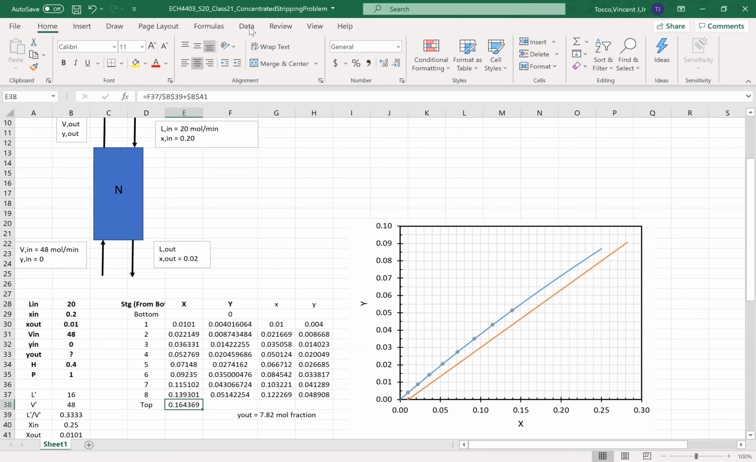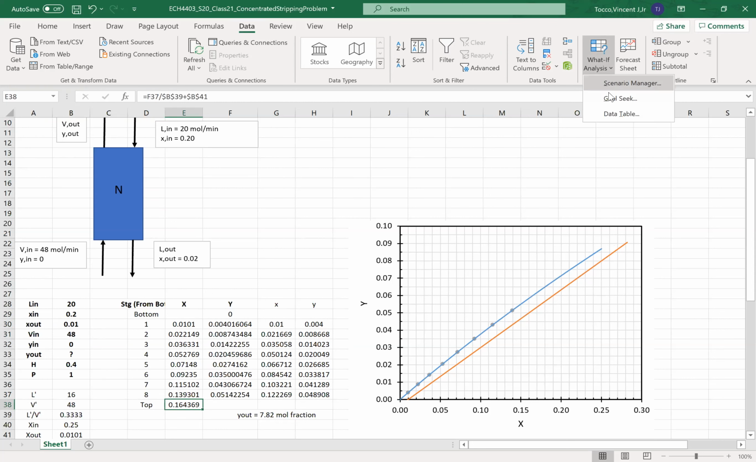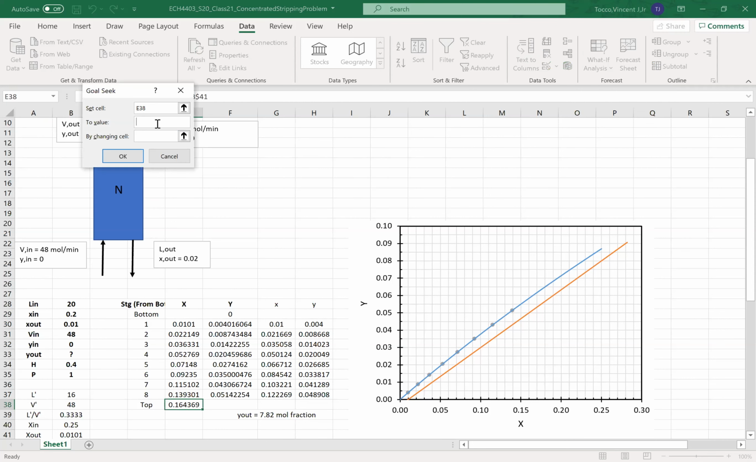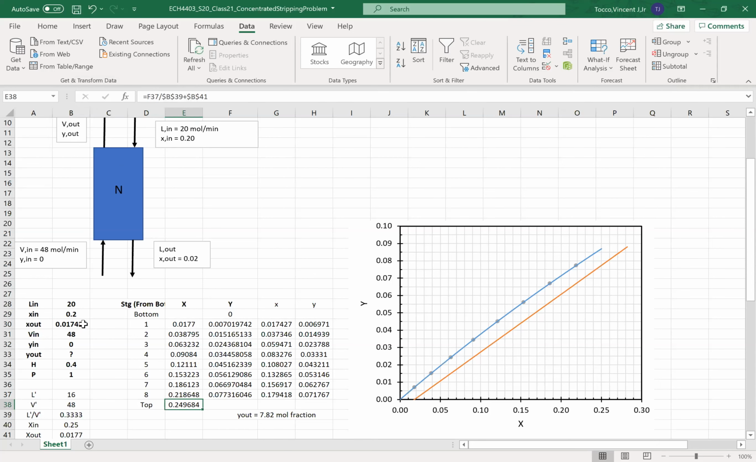So I'm going to go up to Data and What-If Analysis to goal-seek this cell to value 0.25 by changing the outlet mole fraction and set that up to run. And now I find that if the outlet mole fraction is not 2% as specified, it's actually a little bit less than that. It's 1.7 mole percent, which makes sense. Remember, I overestimated the number of stages that I needed, so my actual performance is going to be a little bit better than I had anticipated.